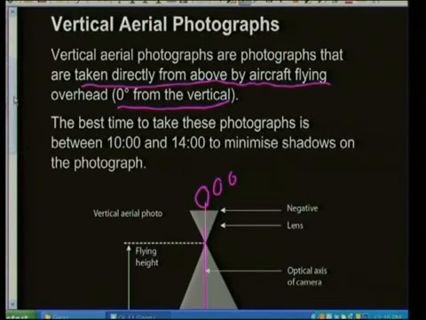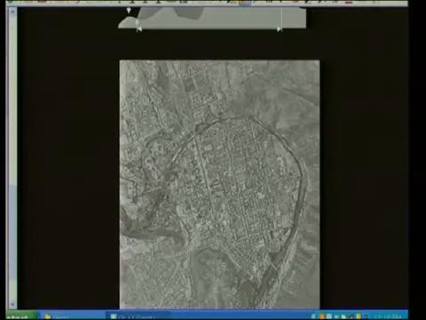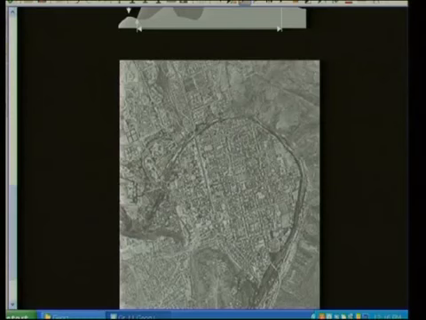The best time to take these photographs is between 10 and 1400 hours to minimize the shadows on the photograph. I will show you a little picture later on that. An example of a vertical aerial photograph, you can see from the top, you'll notice the whole area, looking at it from the top. Okay?